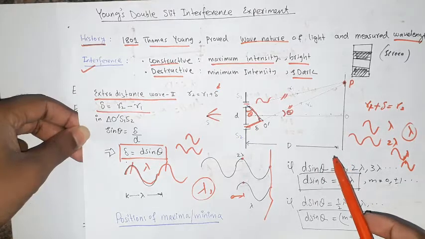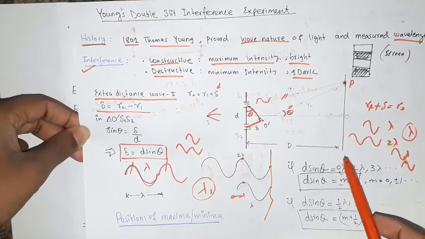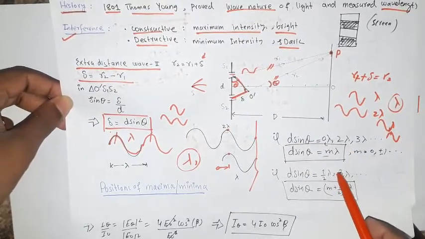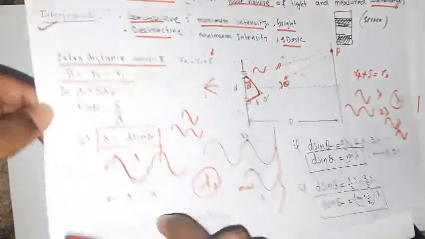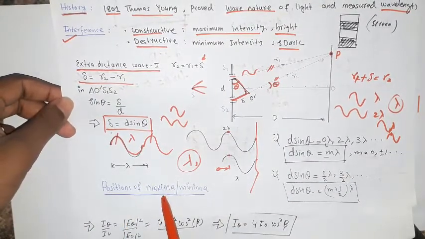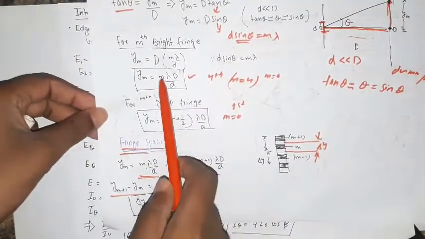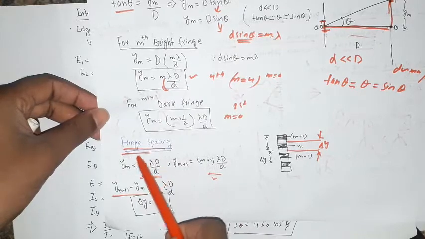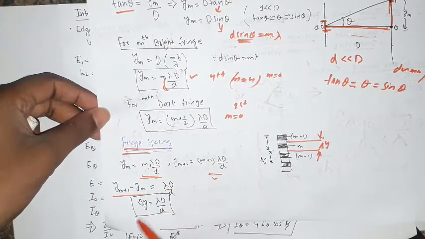So in the previous video I talked about this Young's double slit interference experiment, and I found the condition for maximum and minimum intensity points. We also found a relation for the position of maxima and minima that was given by y_m is equal to m lambda D by d. And then we also found a relation for fringe spacing that was given by lambda D by d.